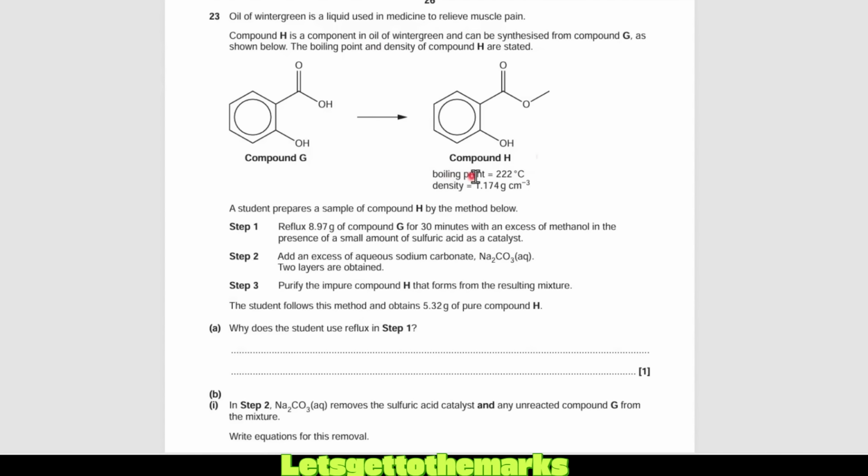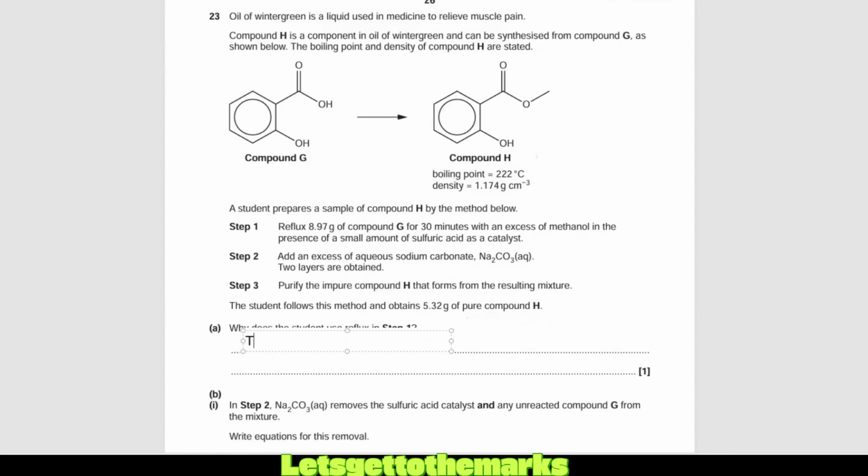Here's compound G, here's compound H with a boiling point of 222 and a density of 1.174 g cm^-3, sorry. A student prepares a sample of compound H by the method below. Reflux 8.97 grams of compound G for 30 minutes with an excess of methanol in the presence of a small amount of sulfuric acid as a catalyst. Add an excess of aqueous sodium carbonate, Na2CO3(aq). Two layers are obtained. Purify the impure compound H that forms from the resulting mixture. The student follows this method and obtains 5.32 grams of pure compound H.